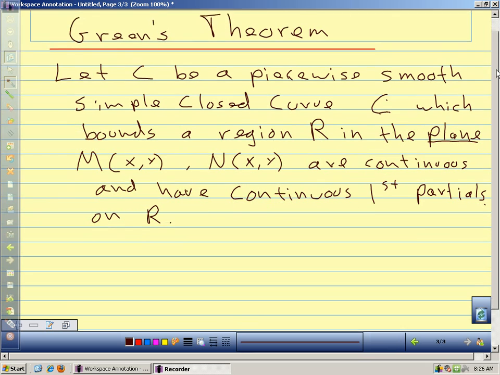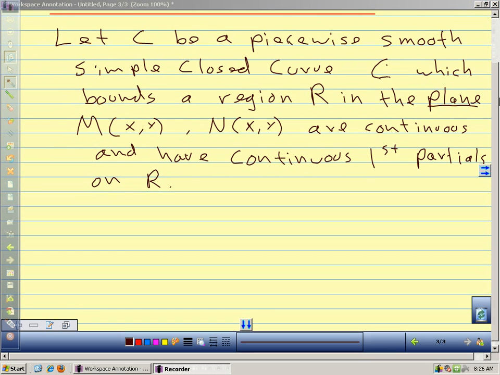All right, so our theorem. These are our conditions. We have a piecewise smooth, simple closed curve. The closed curve bounds a region in the plane. We have these functions M and N that are continuous and have continuous first partials in our region.